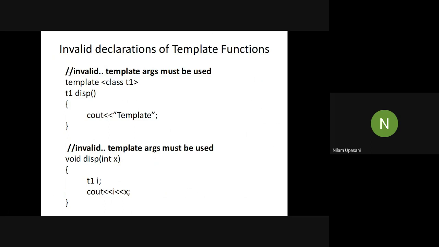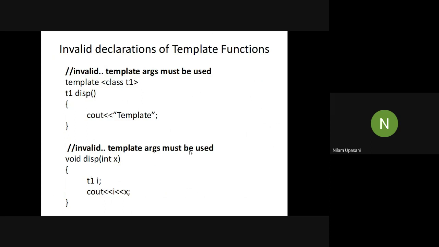Now, there are some invalid declaration types while declaring a template function, which you should avoid. The first one is: I've created template class T1, the first line, and while defining that particular function, I'm not using this as an argument. I'm using it only for the return type. So this is invalid. Just for using it for the return type, I cannot use it. Unless there is some input argument, I cannot use it. There should be something here. So this is an invalid format.